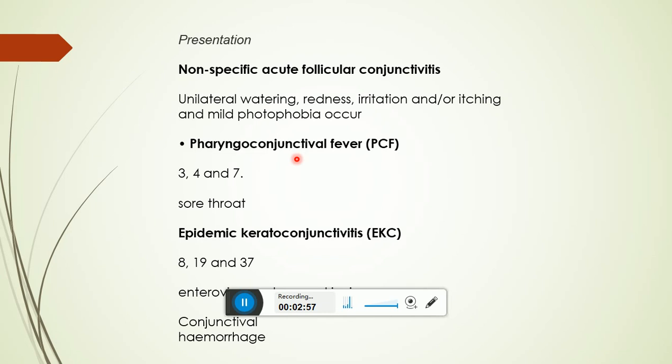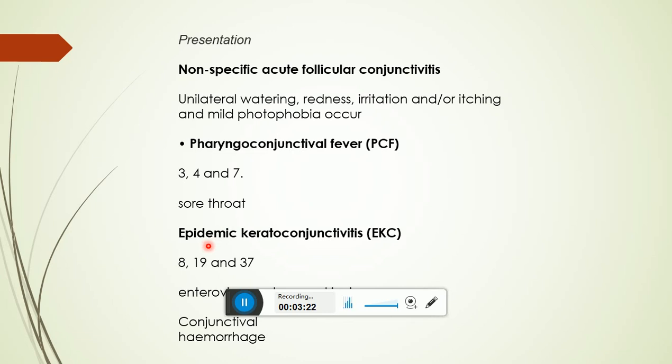The next presentation is pharyngoconjunctival fever, caused by serovars 3, 4 and 7 of the adenovirus, spread by droplets within families. There is upper respiratory tract infection in this type. In 30% there may be keratitis, but it is not severe, and symptoms are the same as above, but there is a prominent sore throat.